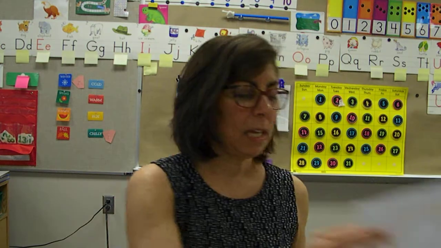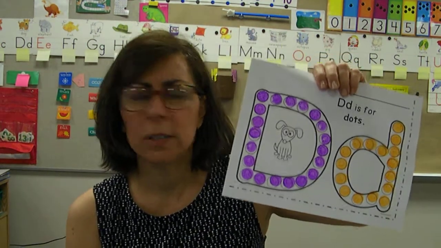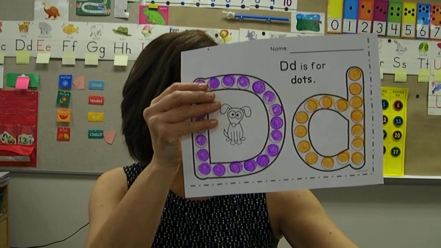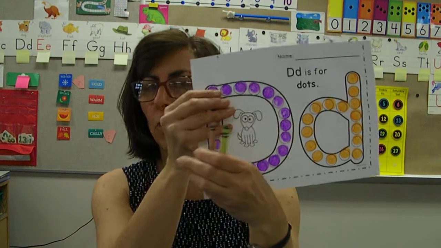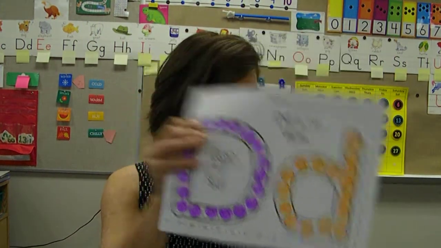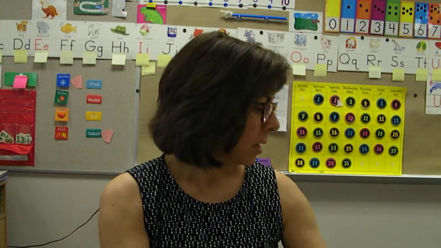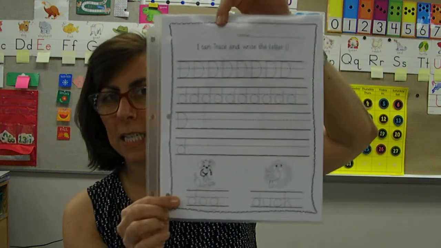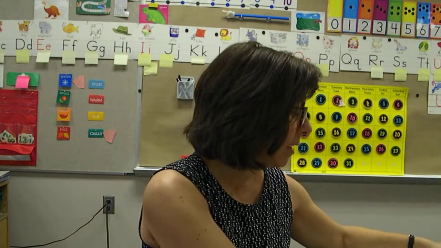Now for D, we can just use crayons. So whichever colors you like, I'm going to be using the colors green and brown, but you don't have to. You can use whatever colors you like. And then the other pages, this is our tracing letters page, C. I can trace and write letter D. So those are the 2 pages, and make sure you have plastic sleeves for that.